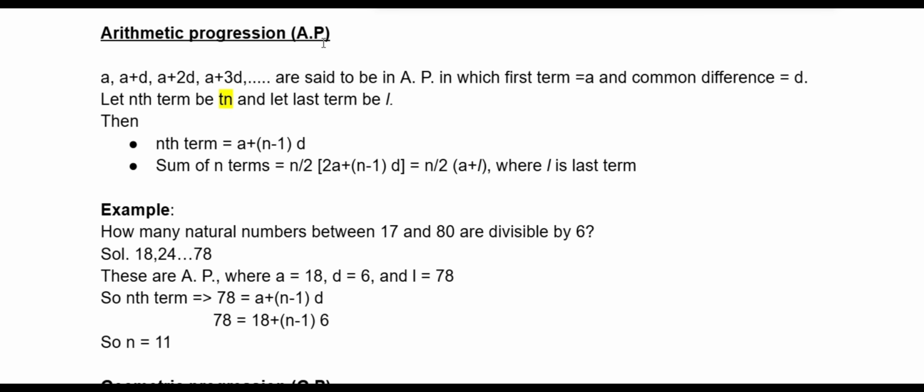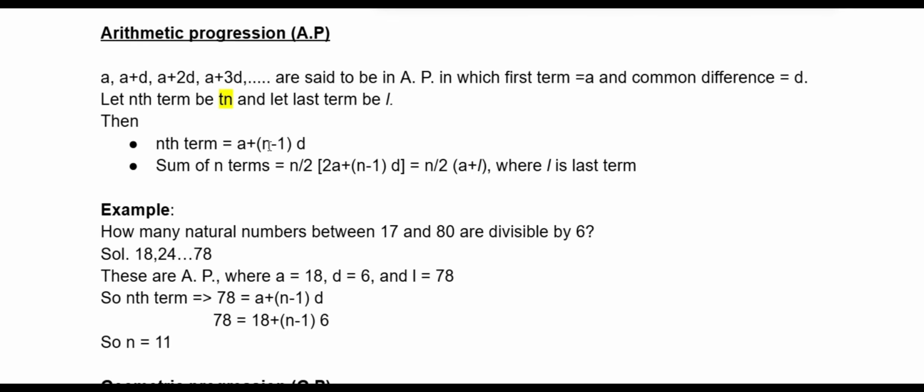Arithmetic progressions are represented by AP. If a series of numbers is said to be in arithmetic progression, they have to be like a, a plus d, a plus 2d, a plus 3d, like that, where the first term is a and the common difference between two adjacent numbers is d. If you consider the nth number as Tn and the last number as L, the nth term is equal to a plus n minus 1 into d. So this is the nth number.